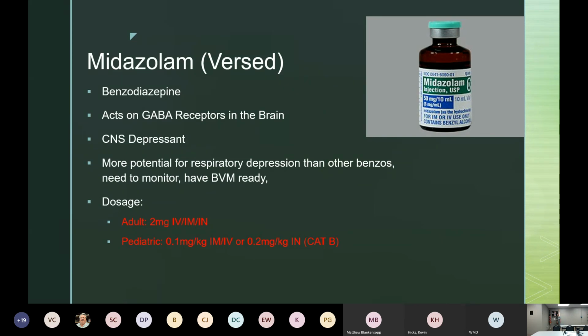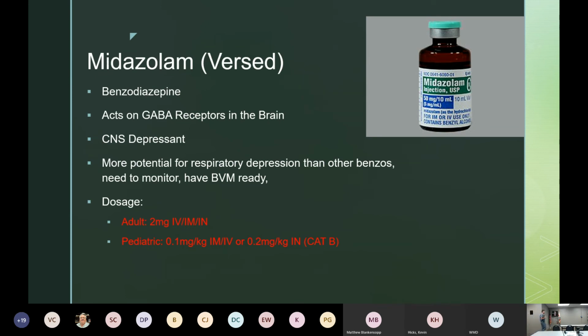Yeah. I mean, if you can give something IM, why not give it IM? Especially with the studies that show that Versed IM is just as good for breaking seizures in the pre-hospital setting. It's more expensive than Versed, so it's easier to get Versed now. There's no reason we can't do it nasal or IM. All right, good deal.